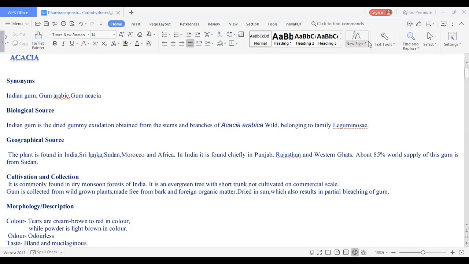Coming to its cultivation and collection. It is commonly found in dry monsoon forests of India. It is an evergreen tree with a short trunk, not cultivated on a commercial scale. That's why it is called wild, the species Willd. Gum is collected from wild grown plants, made free from bark and foreign organic matter, dried in sun, which also results in partial bleaching of the gum.